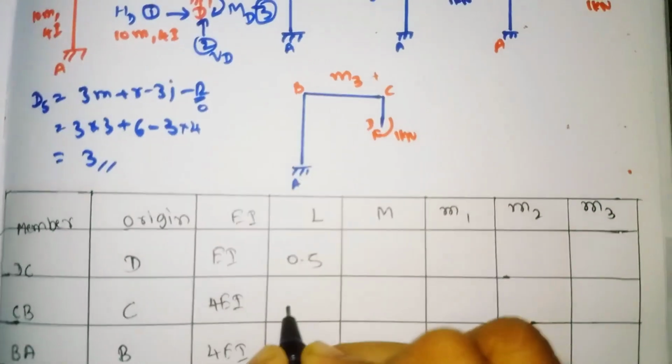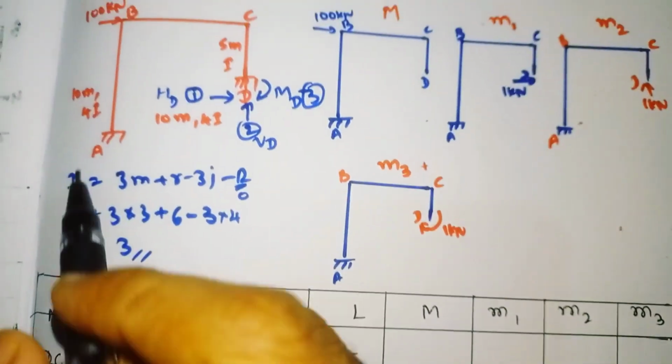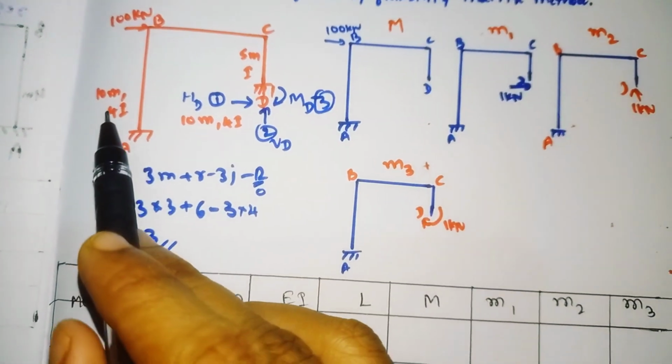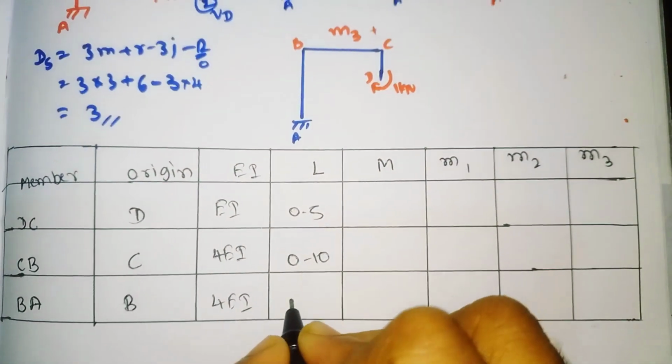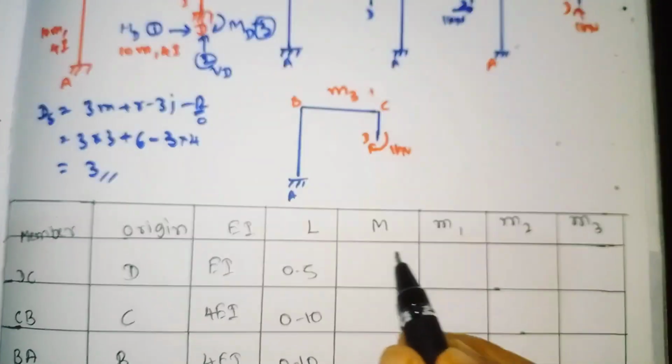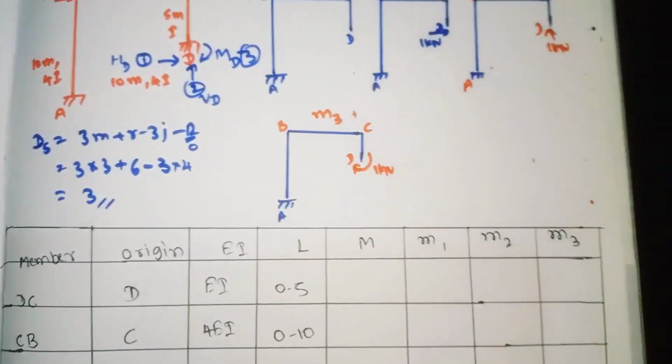Now the limits: for DC the distance is 5 meter, so the limit is 0 to 5, and for CB the distance is 10 meter, so the limit is 0 to 10. For BA the distance is also 10 meter, so the limit is 0 to 10 again. Now we need to find the moments.